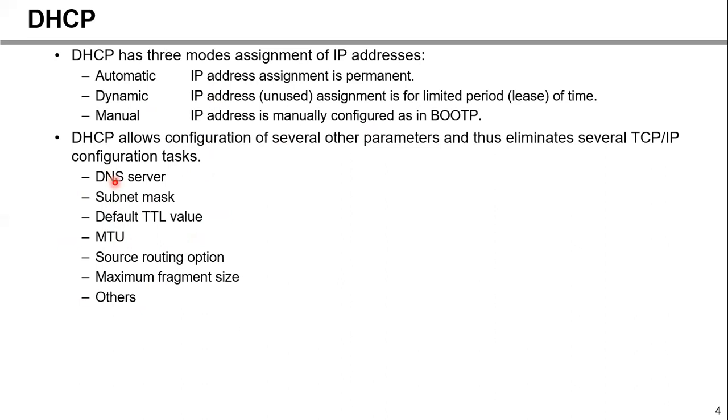So we have seen the DHCP server is the one assigning the IP address. Now there are a few more terms which are assigned by the DHCP server, not just the IP address, but some other parameters. Who is the DNS server helping that particular client? What is the subnet mask? What is the default TTL value? What is TTL? Anyone?